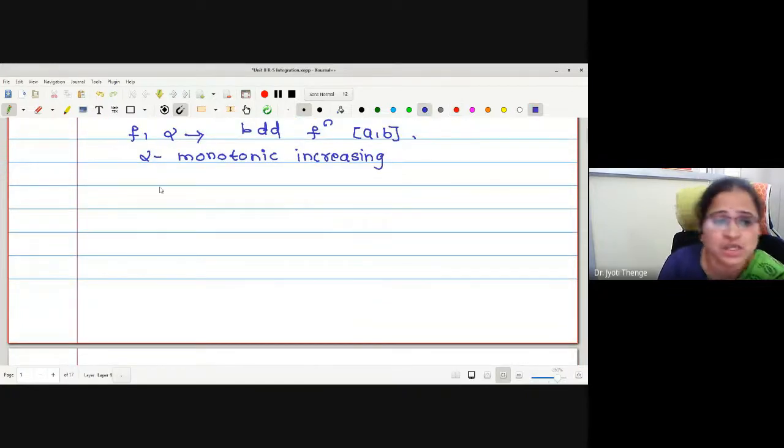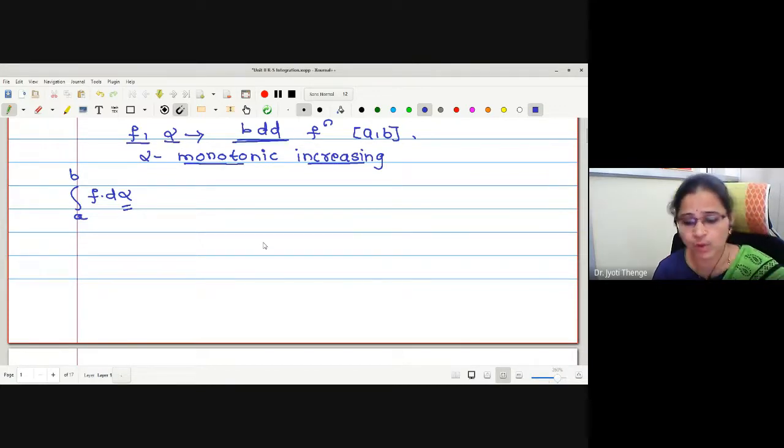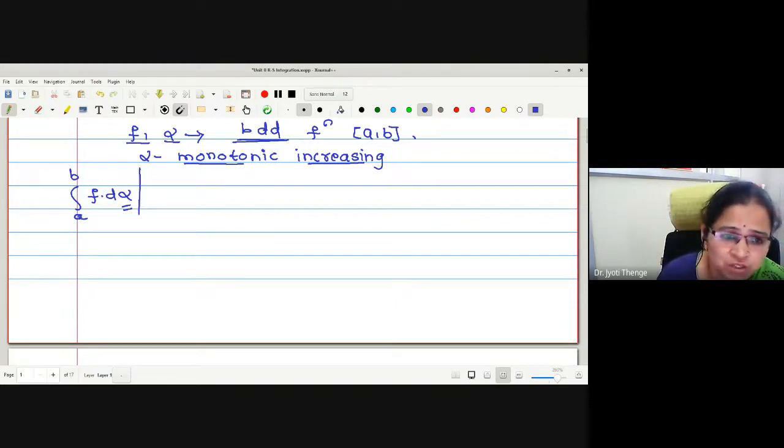Therefore, the same property was maintained to find the area of a function with respect to another function. Suppose I am finding the integration of f with respect to the function alpha over the range a to b. Then, as with the x-axis, this alpha must be monotonic increasing. And the first condition is that both functions must be bounded. Then the same kind of partition was there.